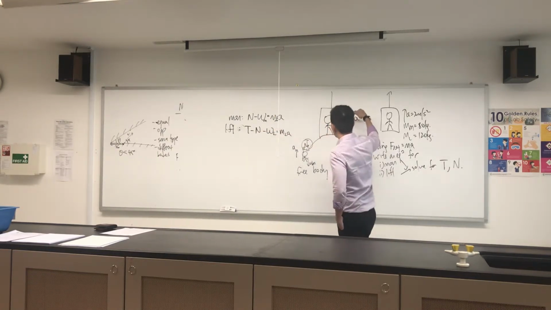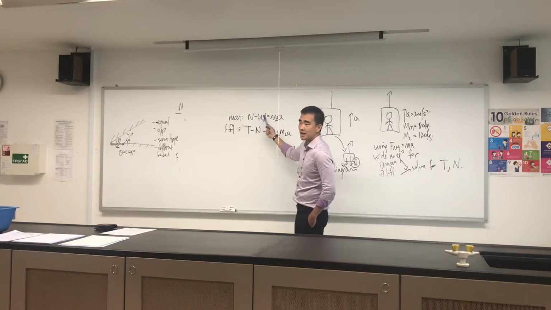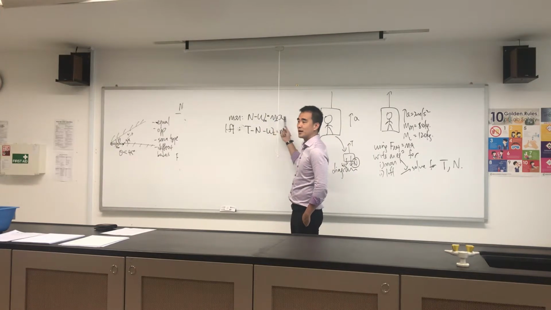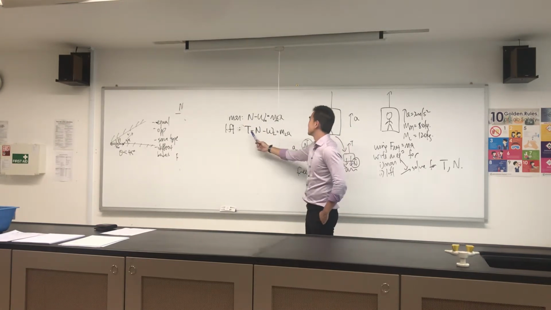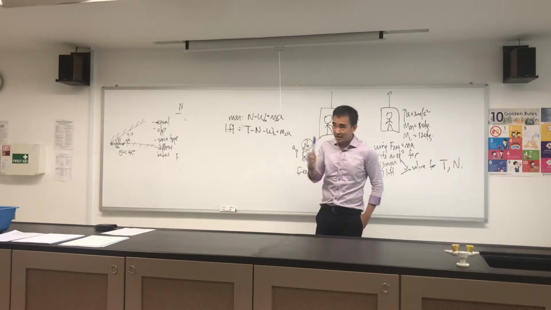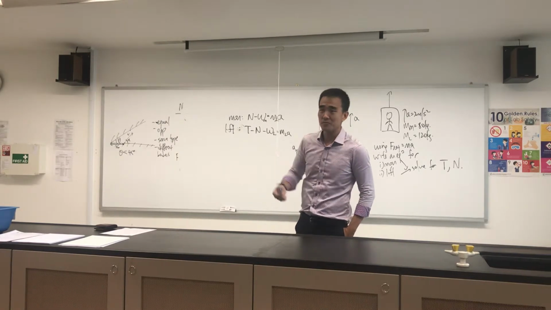Because if you had taken downwards to be positive, yes, you can write W minus N, but then you end up with a nasty negative ma over here, which is actually not that easy. So that's why I wrote N minus W. Likewise, that's why I take T minus N minus W. Taking the direction of acceleration to be upwards as the positive direction.